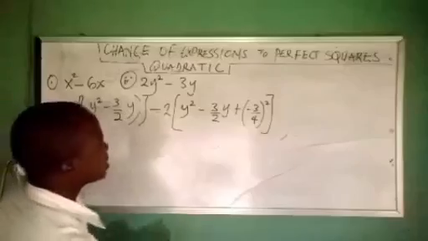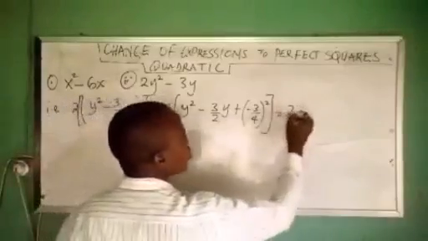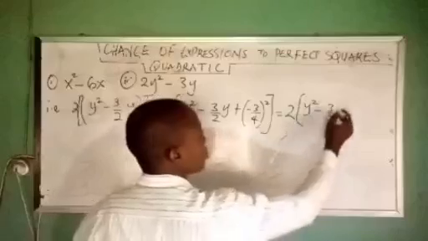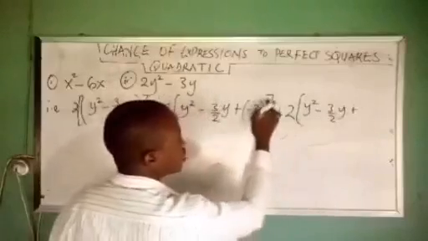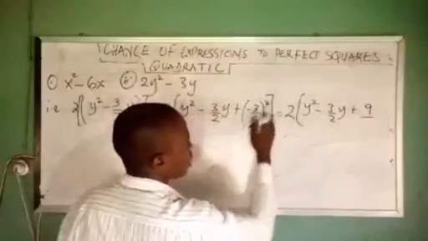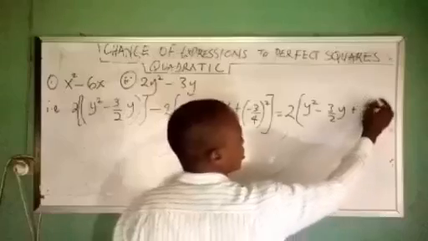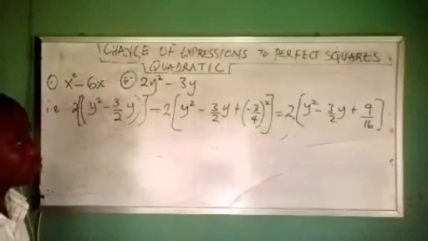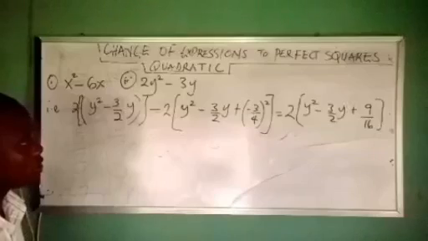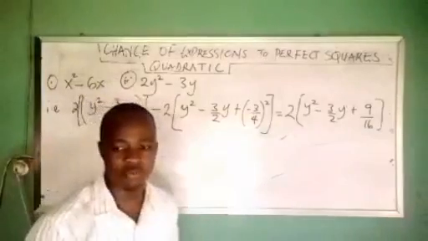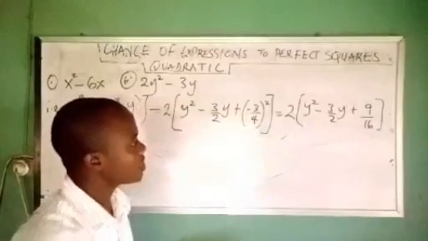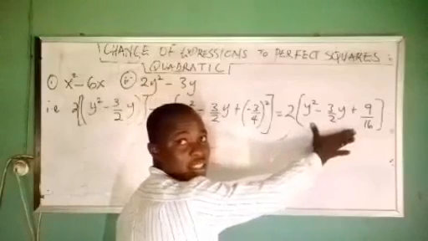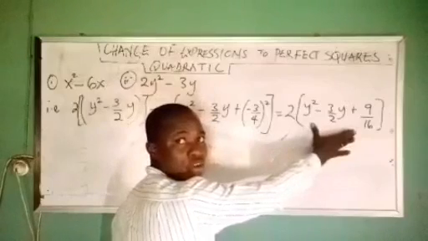So from there, you can see that this will result to 2 into bracket y squared minus 3 over 2y plus 3 squared will give us 9 over 4 squared, which gives us 16. So now you can see that this has become a perfect square quadratic. Yes, this has become a perfect square quadratic.